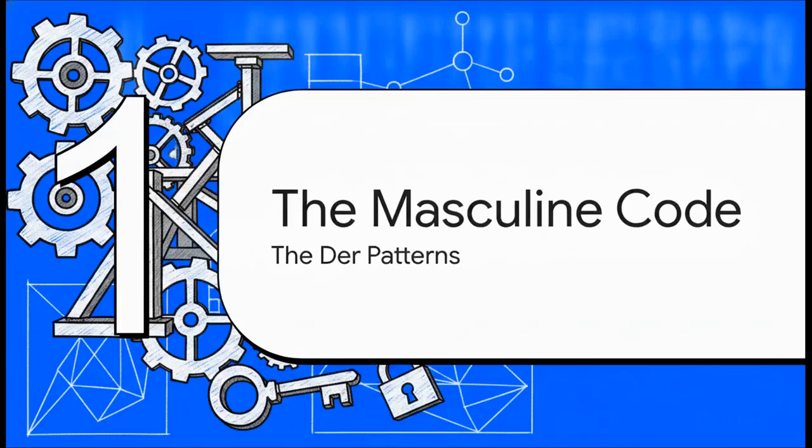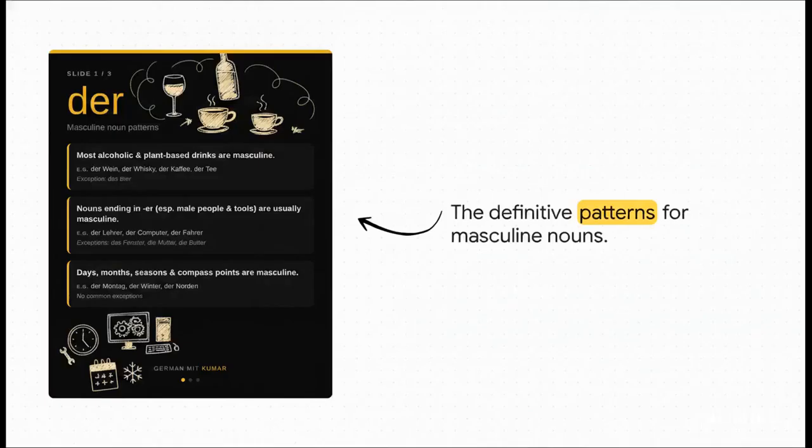Let's jump right in with section 1, cracking the masculine code and uncovering the structural secrets of the der patterns. What's really fascinating about the masculine gender is how elegantly these nouns can be grouped. We're talking about both real-world categories and specific word endings. Instead of viewing every single noun as this isolated island you have to memorize, we can actually start to see entire continents of meaning. And that breaks things down into incredibly digestible chunks.